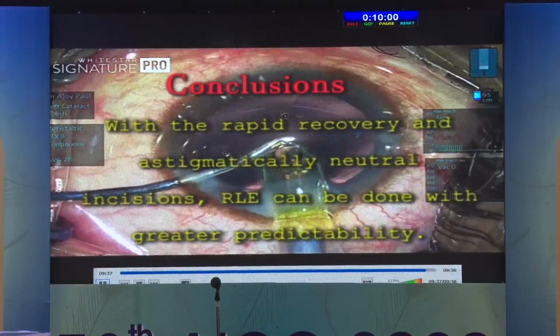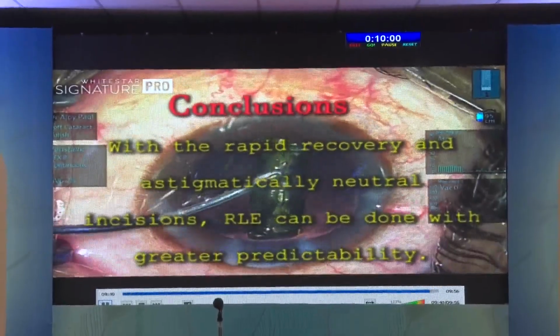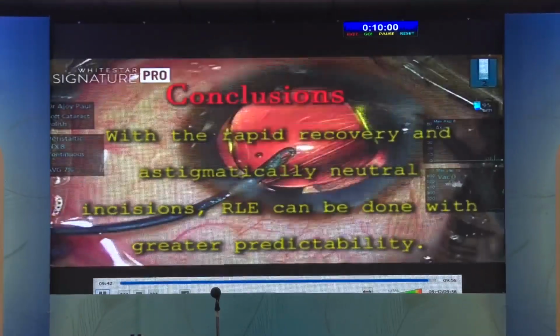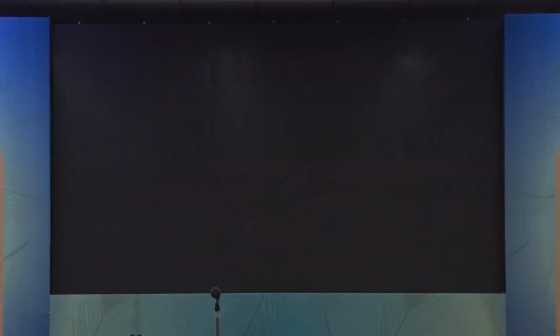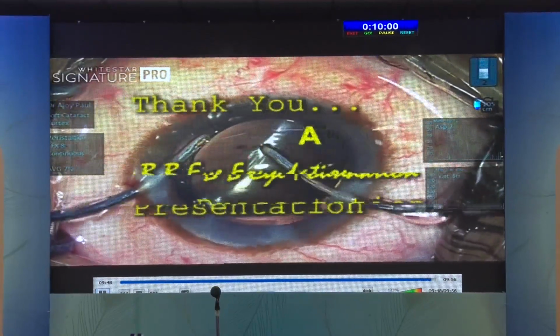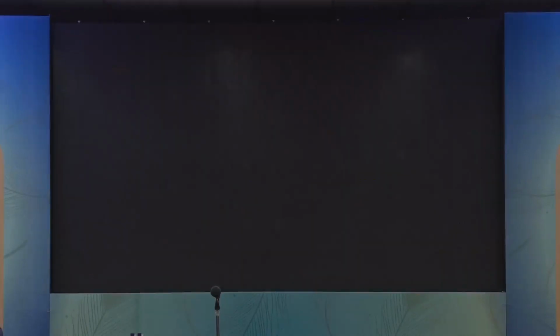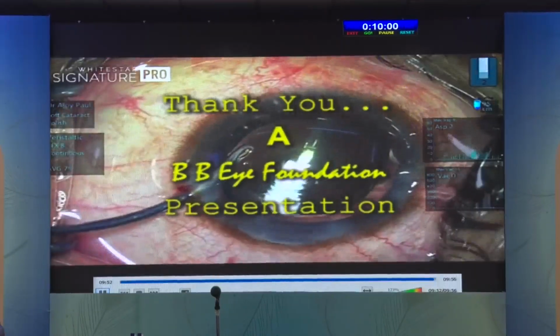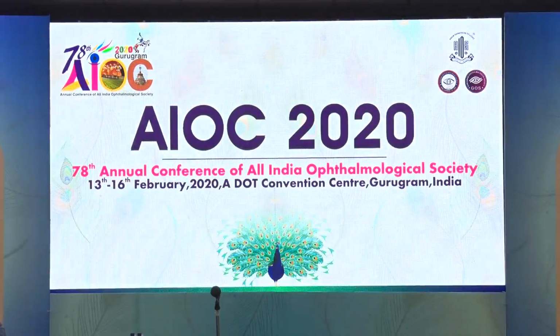But with those modern machines and modern lenses, with the rapid recovery, with astigmatically neutral incisions, this can be done with greater predictability today than it was, say, 10 years back. So today, definitely it can be one of your armamentarium in refractive surgery. Thank you for your patient here. Thank you, Dr. Ajay Pal.